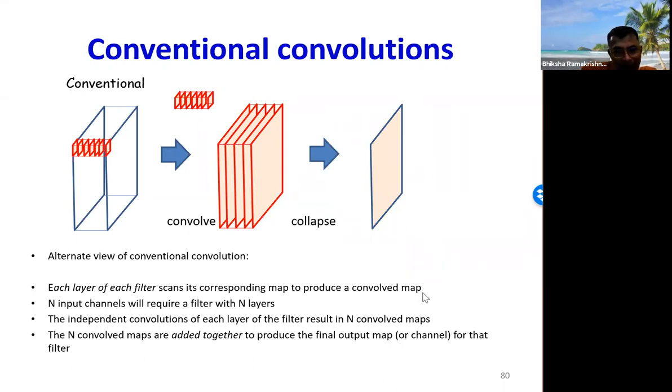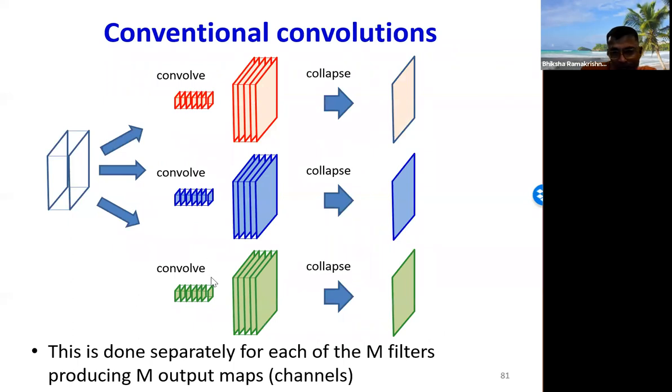So when you have a number of filters, each filter separately produces a stack of convolved maps, which are then added together to produce that filter's output map. So if you have M input maps, each filter performs M convolutions. Each plane is going to convolve with the corresponding input map for each filter.